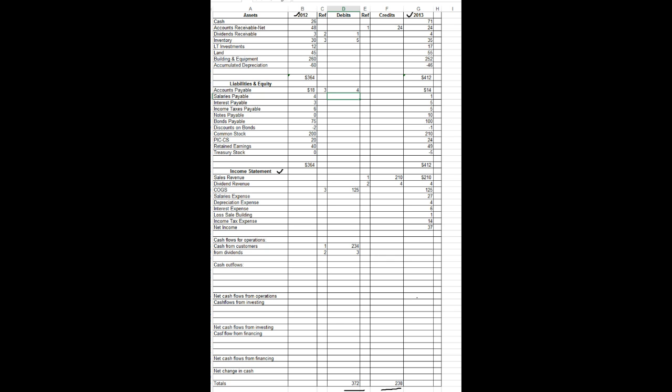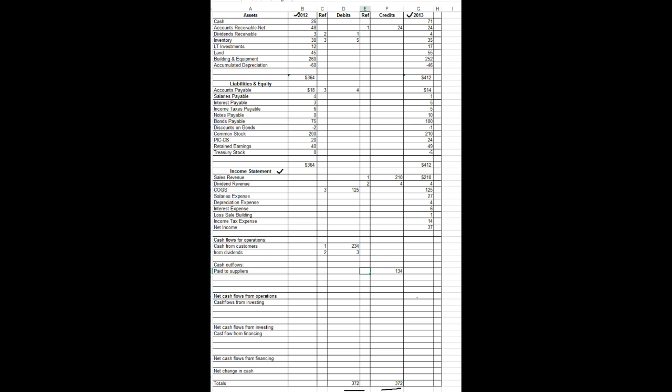So what do we have for number 3? A 5 and a 4, that's 9. And 125, that's 134. So I need to record that as a credit. Looks like I need to move that down a little bit. Cash outflows from operations, 134. We'll put that right there and say cash paid to suppliers is 134.